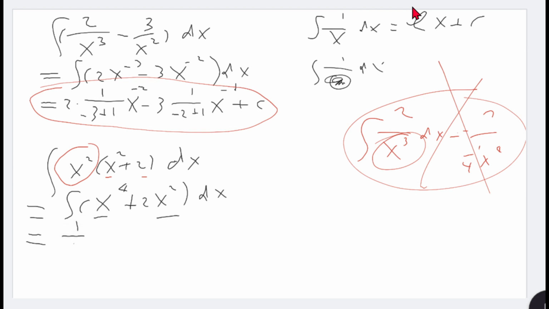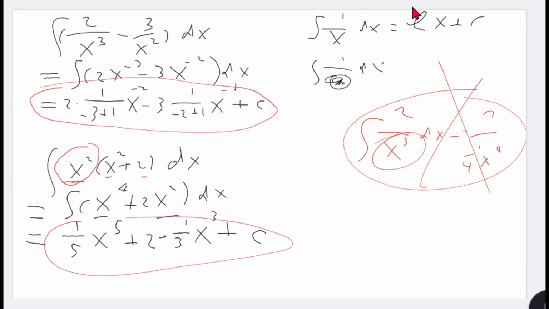So it'll be 1 over 5. Remember n plus 1? 5. And then copy down the 2, 1 over 3, x to the 3. 2 plus 1 is 3. Okay, so this will be the final answer. Right, remember, when you have a product, you cannot integrate right away. You have to break it up. You have to multiply out. All right, let's stop here.